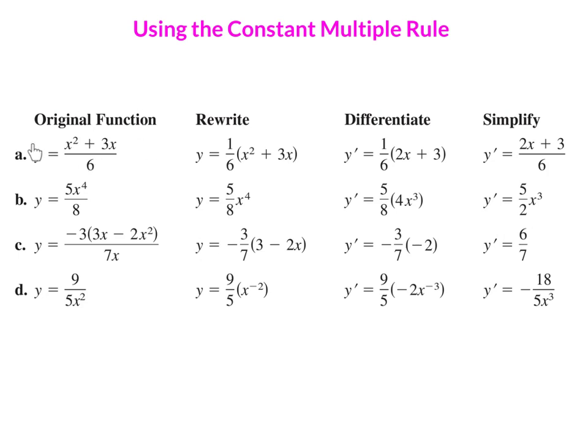So like this first one here, it looks like a quotient rule, but it's just 6 in the denominator. So I can rewrite that as 1/6 right here. Same deal here, 8's in the denominator. That's like saying 5/8 times x to the 4th. And then here I can actually divide out this bit by x, leaving me with a constant of -3/7, which is easier than doing a quotient rule. And same thing here, I can rewrite this function so I can just use the constant multiple rule instead of the quotient rule. Always try to simplify, folks.